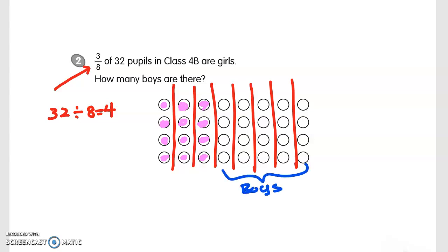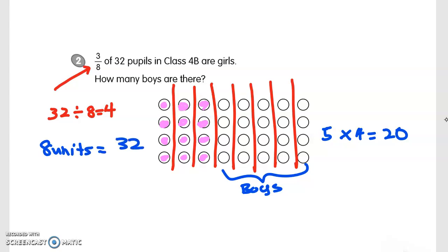So they want to know how many boys there are. If you count the circles, you would know that there are 1, 2, 3, 4, 5 sets or 5 groups of 4 boys each. That will be 20 boys. So that's the answer, 20 boys. Is there another way that we can work it out if we do not have the pictures?